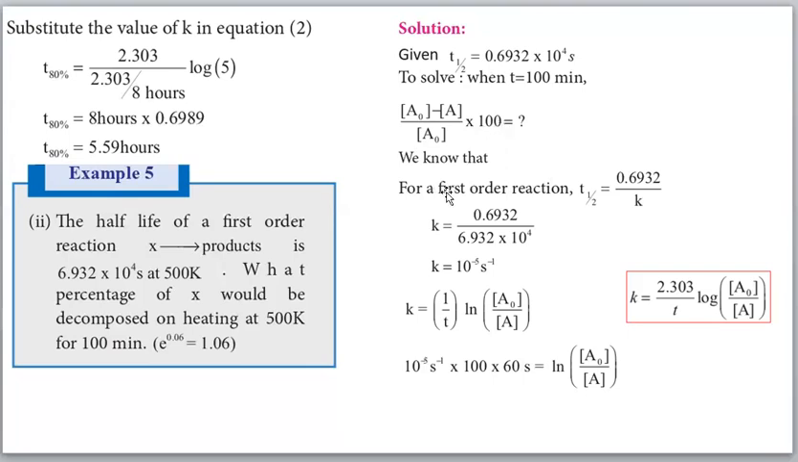We know that for a first order reaction, t half is equal to 0.6932 by K. This is the half-life expression for a first order reaction. In this expression, the half-life value is given here, so we can substitute the value 6.932 into 10 to the power 4. So we'll get like this.